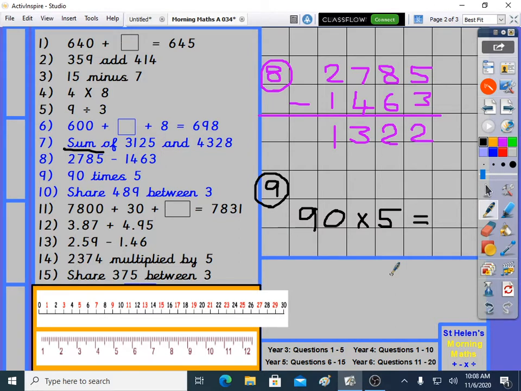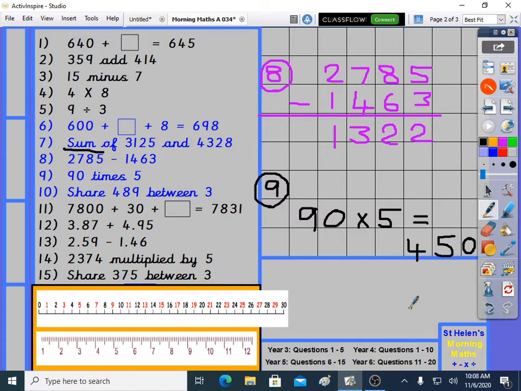I'll sing my 9s up to 5 fingers, I think. 9, 18, 27, 36, 45. I get 45. But it's not really 9 times 5, it's 90 times 5. It's actually 10 times bigger. We place a 0, and our answer is 10 times bigger than 45.